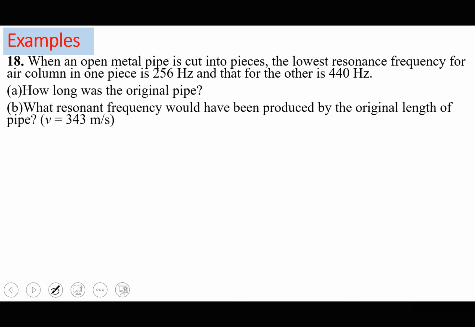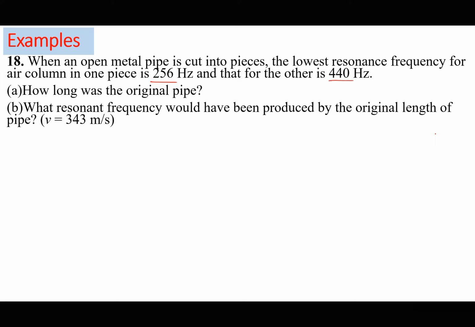When an open metal pipe is cut into pieces, the lowest resonance frequency for the air column in one pipe is 256 Hz, and that for the other is 440 Hz. How long was the original pipe? And part 2, what resonant frequency would have been produced by the original length of the pipe? V is 340.